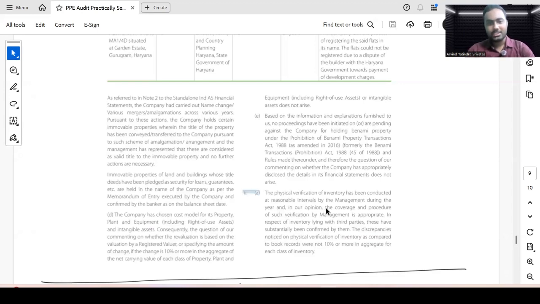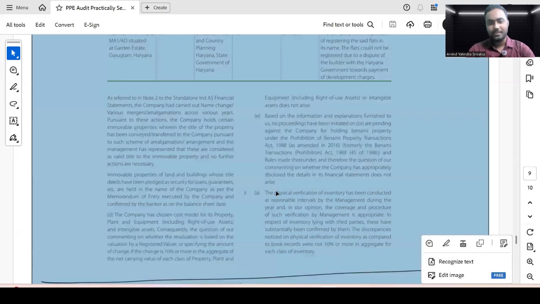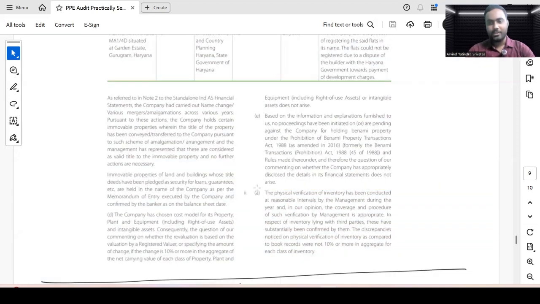That's it, guys. This is the next clause in relation to inventory. So this is not of relevance now. We will discuss this when we do the audit practically video in relation to inventory.